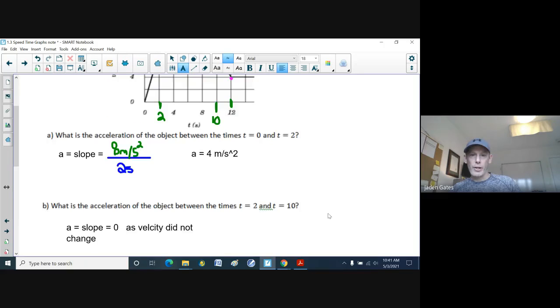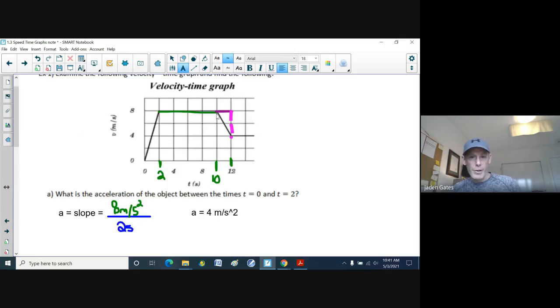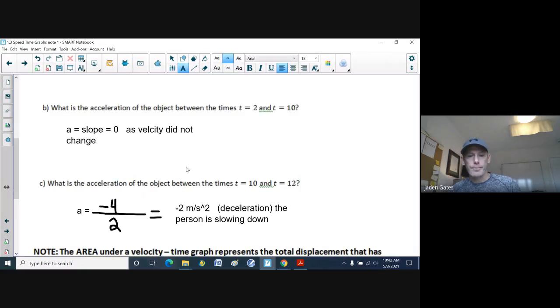All right, so I go back up and look at the graph. Well, yeah, between 10 and 12 seconds, we went from going 8 meters per second, whoever this is, and then at 12 seconds, they were at 4 meters per second. So they slowed down.